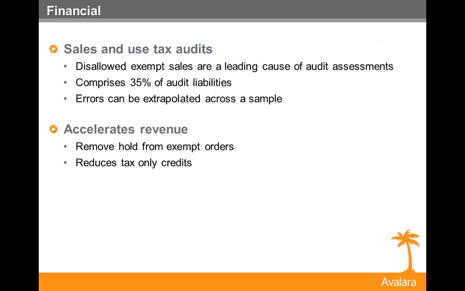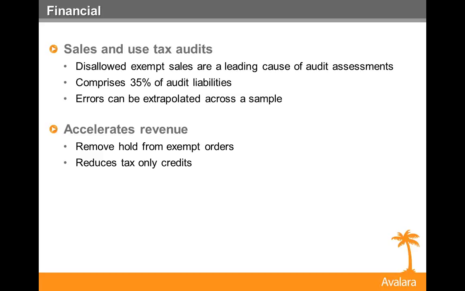So on the financial side, there's the sales and use tax audits. What we've seen is disallowed exempt sales are typically one of the leading causes of audit assessments, and they make up about 35% of audit liabilities. And as I said before, these auditors can take that error factor of missing exemption certificates and extrapolate it across the entire audit period, which really causes an issue.